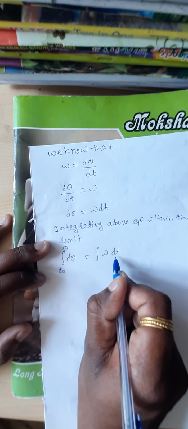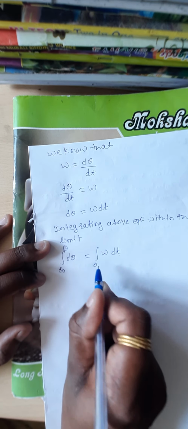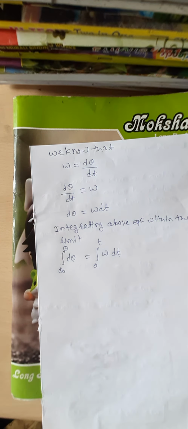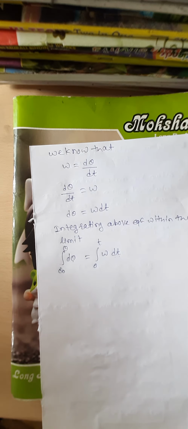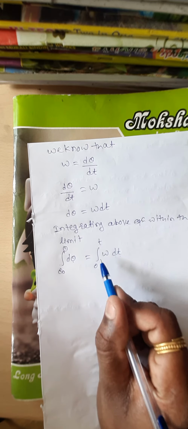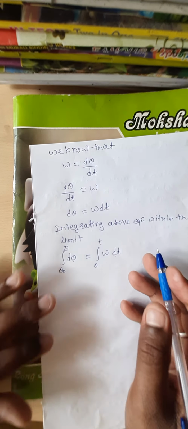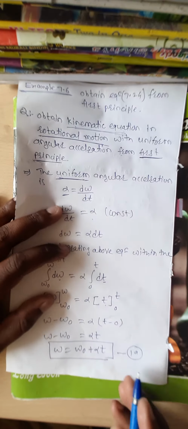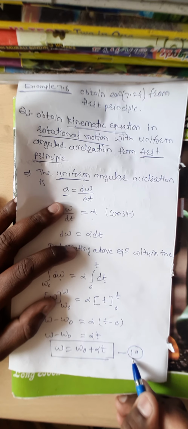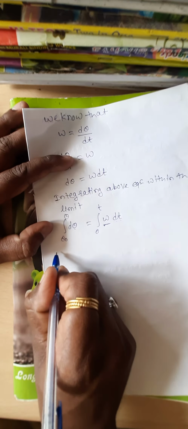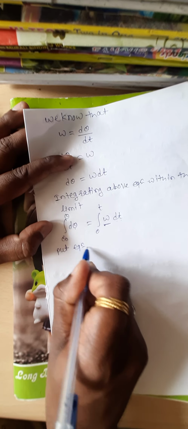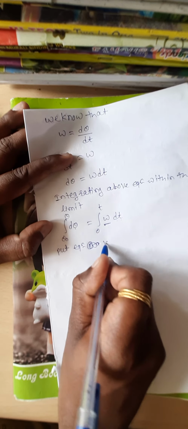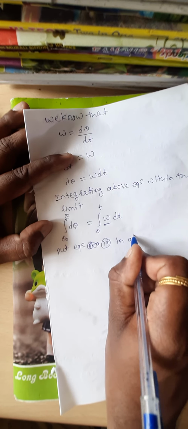This is the integration with respect to t. Therefore the lower limit of t is 0 and the upper limit is t. Therefore integration of d theta, with theta limits from theta naught to theta, is equal to integration of omega into dt within the limit 0 to t. Now here in place of omega we have to put equation 1a.